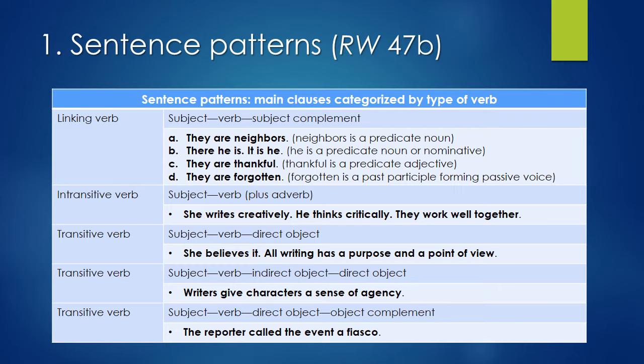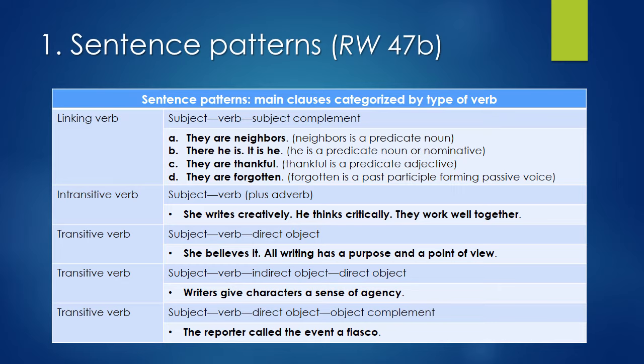Second, intransitive verbs indicate that there's no object because there is no transportation or a transference of an action through intransitive verbs. But we often include adverbs after intransitive verbs. And so they're formed with subject, verb, and any adverb afterwards, such as she writes creatively, he thinks critically, they work well together, where she writes, he thinks, and they work as the subject and the verb.